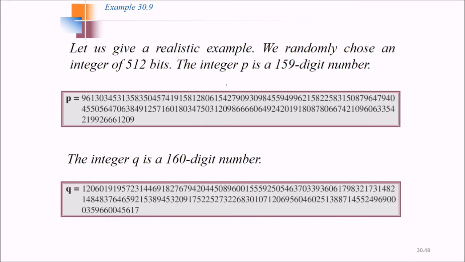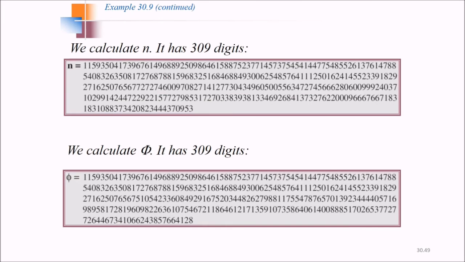And let us take a realistic example. So we randomly choose an integer, say of 512 bits. The integer p is a 159 digit number. And integer q, say, is a 160 digit number like this. So we randomly choose integers of 512 bits. We calculate n. You know how to calculate n by now. We also calculate phi, so it has 309 digits as you see here.